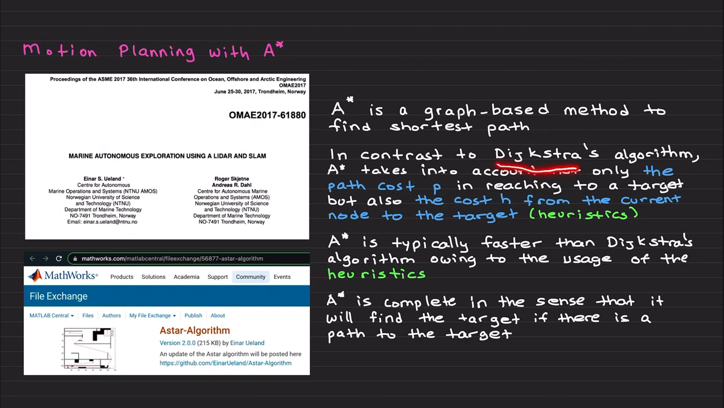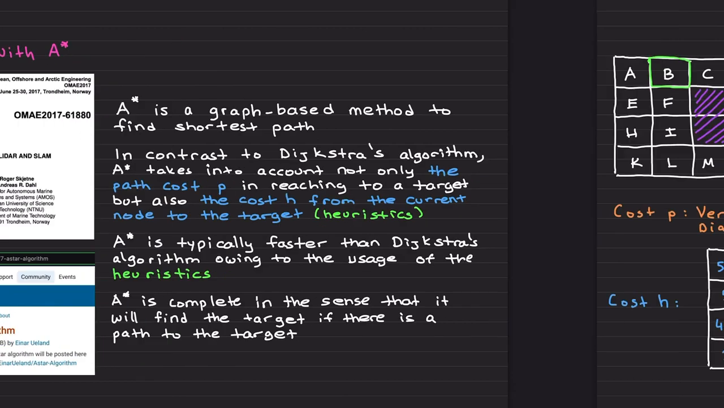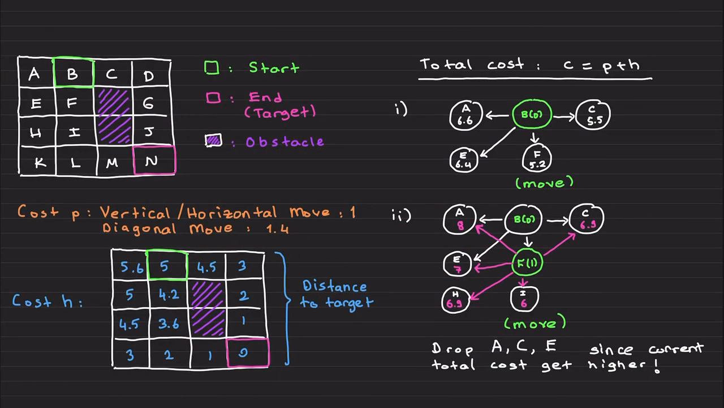In this video, I will also try to explain Dijkstra's algorithm a little bit so that you can get a feeling for it. As compared to Dijkstra, A* is faster because of using heuristics. And like Dijkstra's, A* is complete in the sense that it will find the target if there is a path to the target. So let's dive directly into an example.